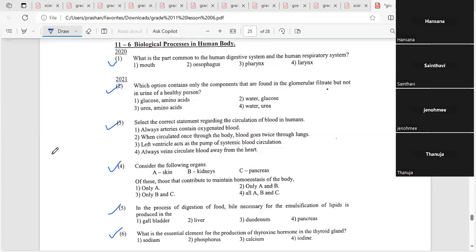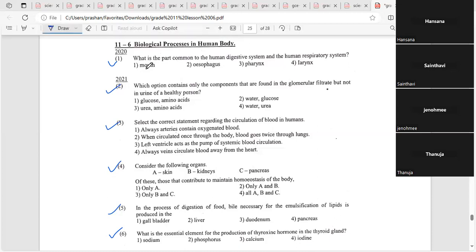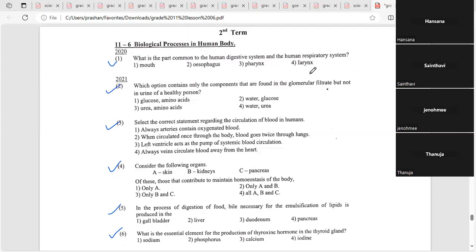First one, the 2020 question. Only one question. What is the part common to the human digestive system and human respiratory system? Mouth is part of the digestive system. Esophagus is part of the digestive system. And larynx is part of the respiratory system, but it is not particular to that function. Pharynx is the common area for both the digestive and respiratory systems. Okay, that is the correct answer.